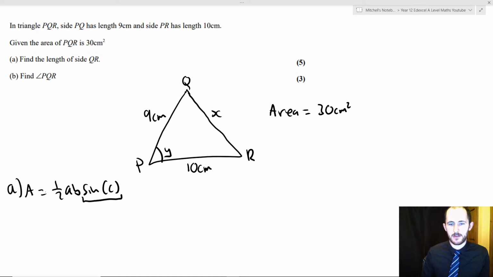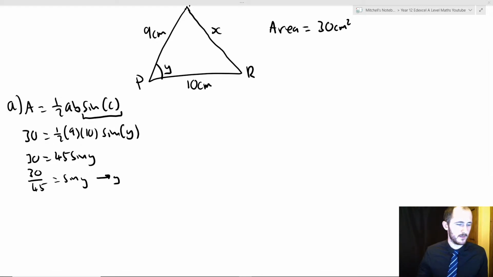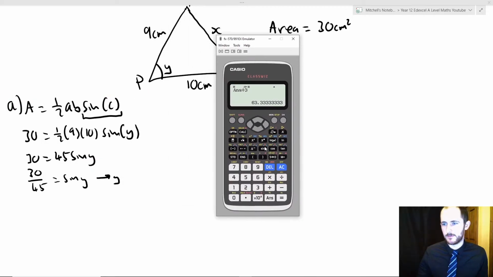Okay, so the area is 30, and that equals a half. AB is 9 and 10. Sine Y. So that would be 30 equals 45 sine Y. Divide it over, you get 30 over 45 equals sine Y. Which means Y is just inverse sine 30 over 45. That's 41.81 degrees.